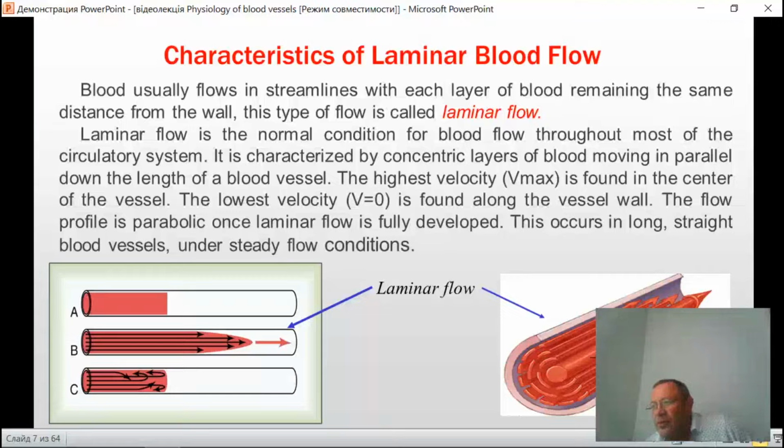The flow profile is parabolic once laminar flow is fully developed. This occurs in long, straight blood vessels under steady flow conditions. You can see the parabolic forms in the pictures on the left side. The right side shows movement of blood through the vessels, blood flow with parabolic form.